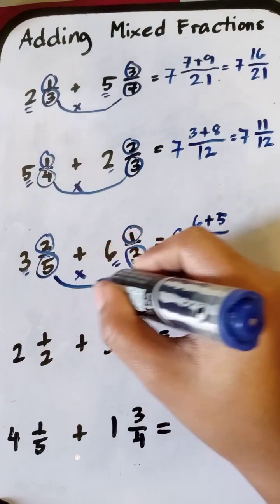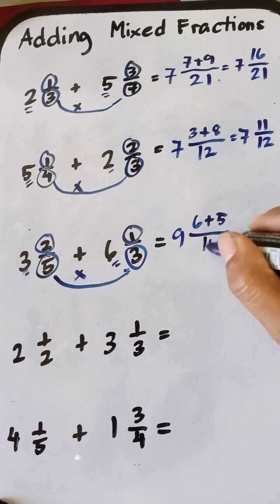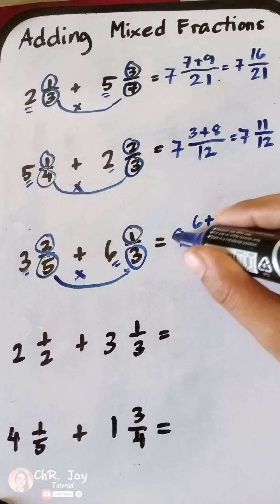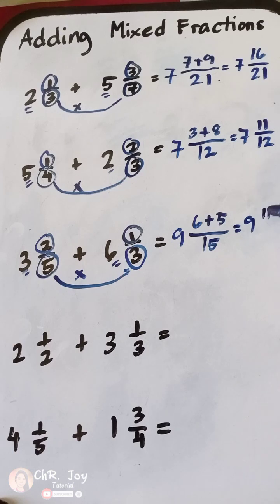Now, let us multiply 5 and 3. 5 times 3 is equal to 15. Rewrite the whole number here and let us add 6 and 5. So we have 9 11 over 15.